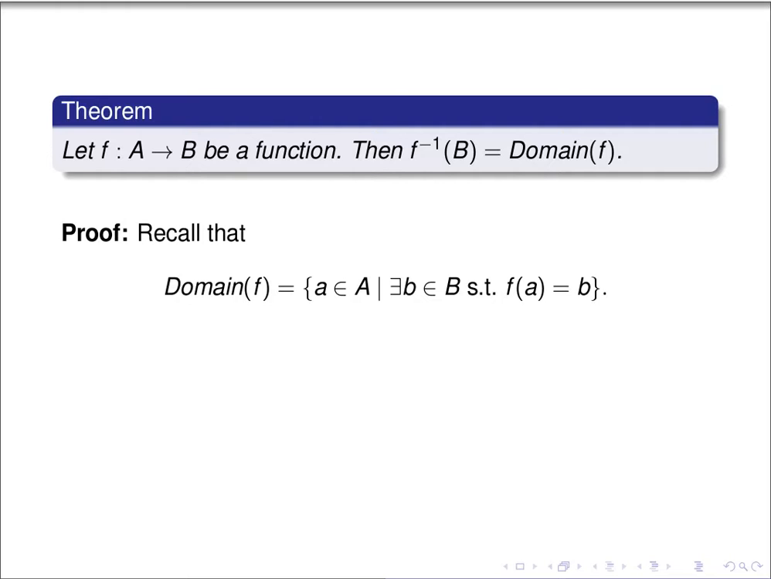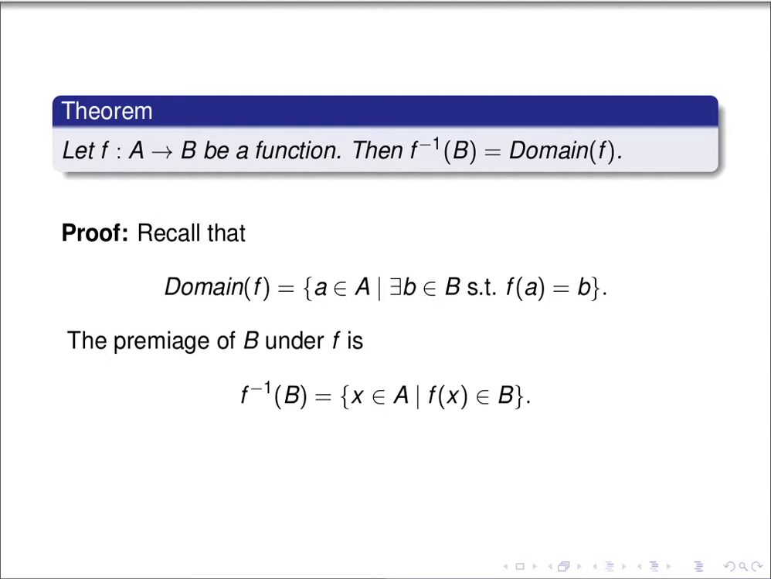Well, recall that the domain is the set of all a in A such that for some b in B, f of a is equal to b. Now let's apply the definition of the preimage to the codomain B. Okay, the preimage of B under f is the set of all x in A so that f of x is in B. All right. Now to say that f of x is in B is exactly the same as saying that there exists a b in B such that f of x is equal to b. In other words, these are clearly again the same sets. These two are just two different ways of writing the same set.